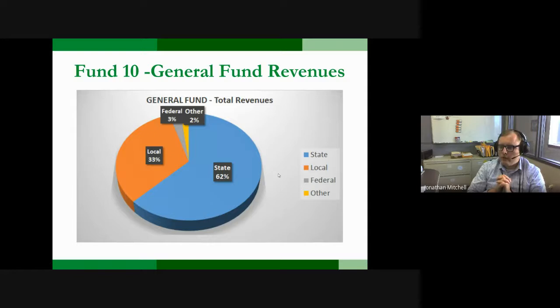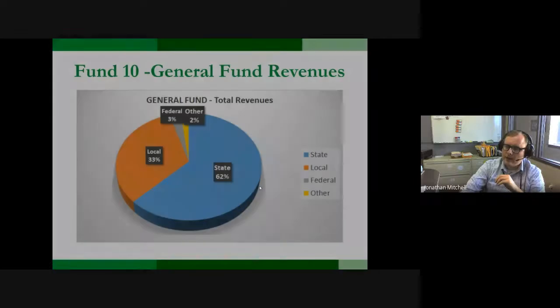Then from a revenue standpoint, we look at our general fund revenues. We talked about the balance between state aid and local property tax revenues through the revenue limit. And so here we see that we have 62% of general fund revenues coming from those state funds and 33% through local property tax. So a larger percentage coming from the state, and then a smaller percentage through federal government, and then 2% through other entities.